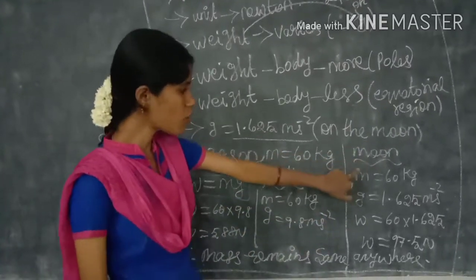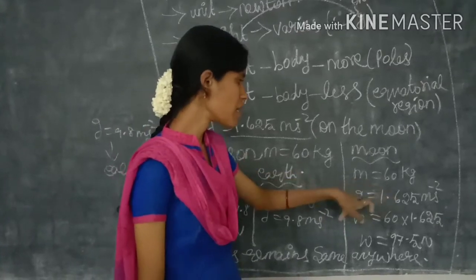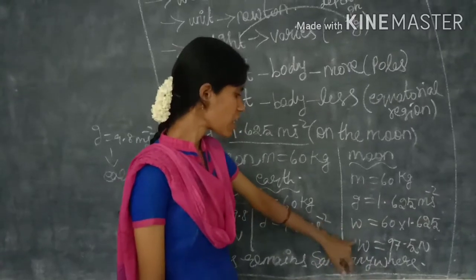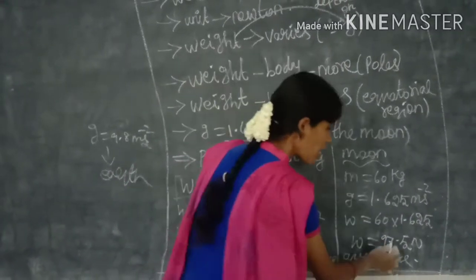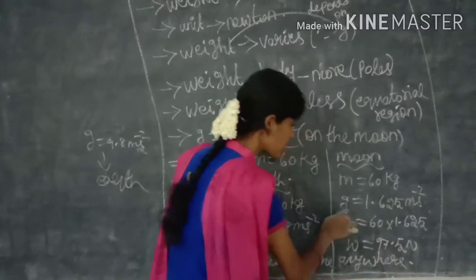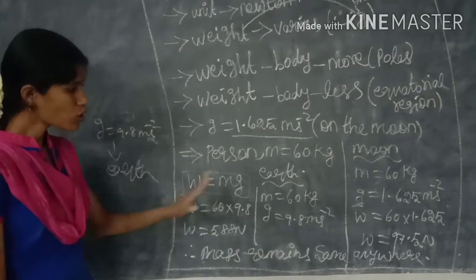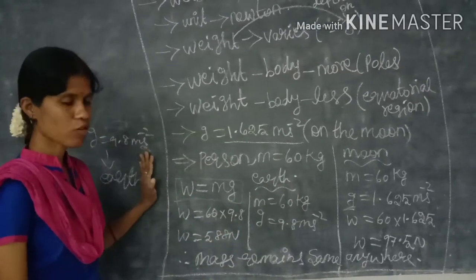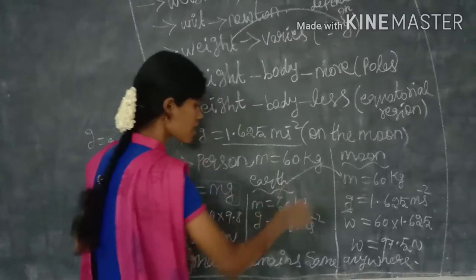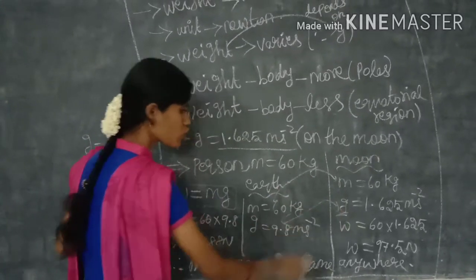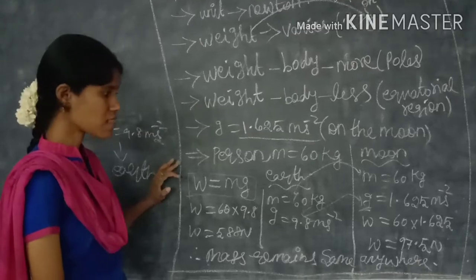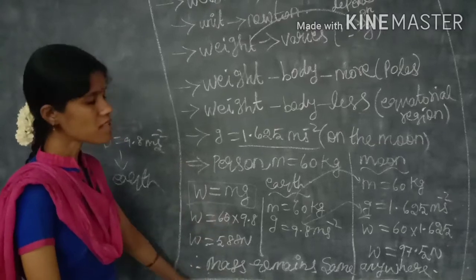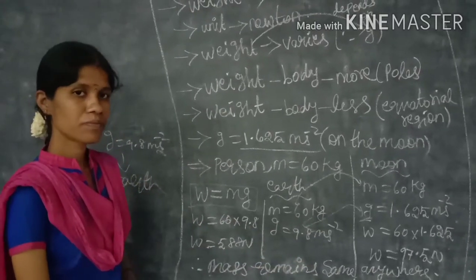If we take the case of the moon, m is the same but g is changed, that is 1.625 meters second power minus 2. So the weight of the person is W equal to 97.5 Newton, because here g is changed. In both cases the mass remains the same, but the value of acceleration due to gravity is different: first case on the earth and second case on the moon. From this we can say that the mass remains the same everywhere. Thank you students.